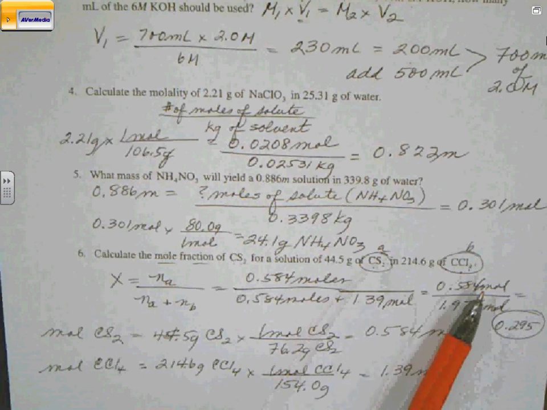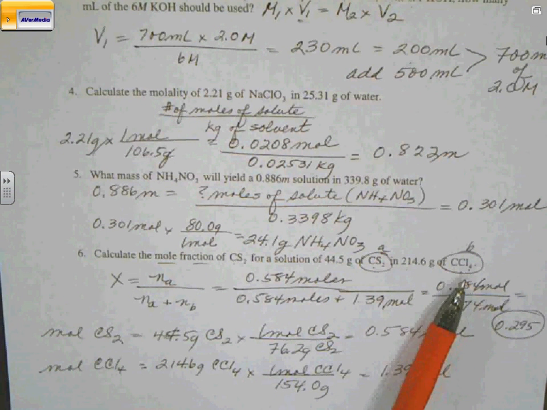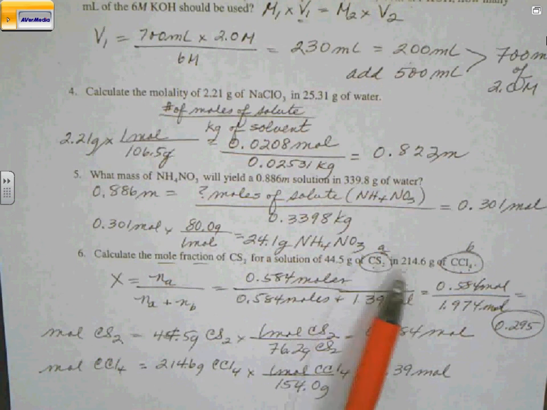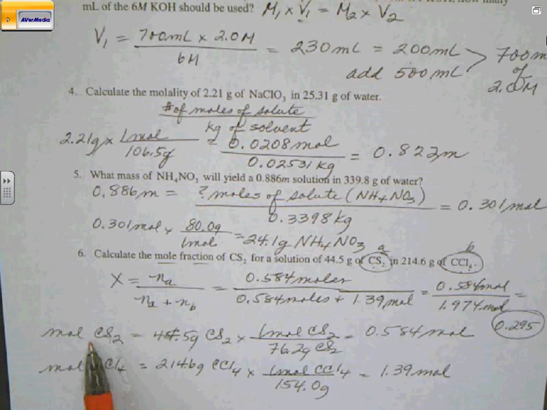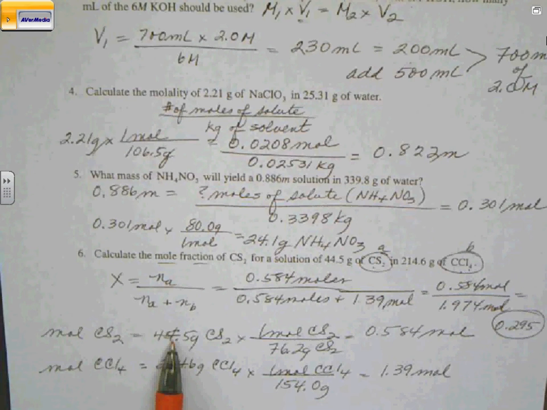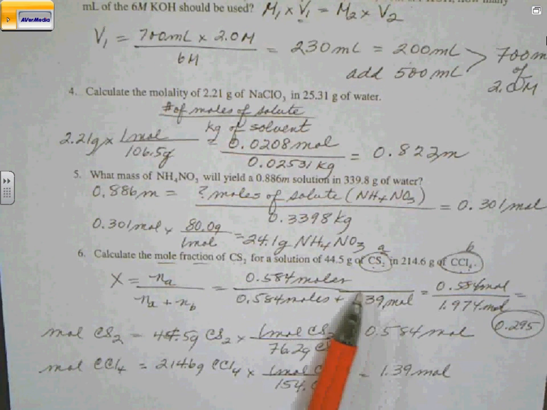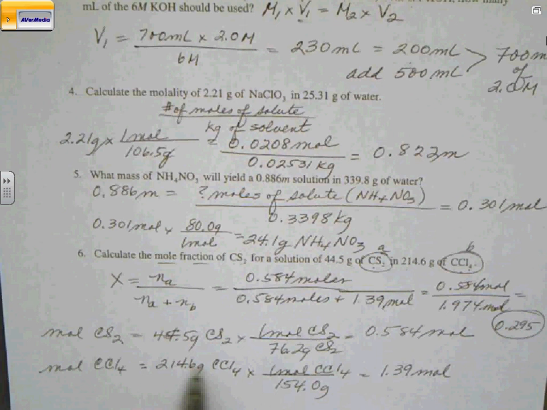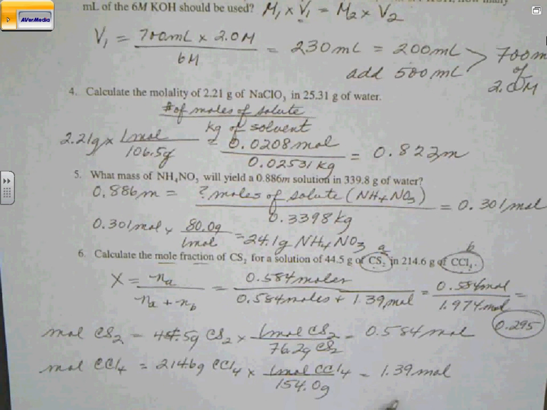So that's how many moles we have of the carbon disulfide, and I'll place it in the numerator. That's A. And then I'd solve for the number of moles of carbon tetrachloride, 1.39 moles, so it goes in the denominator as B along with A. Adding it up and dividing, I ended up getting a mole fraction of 0.295.